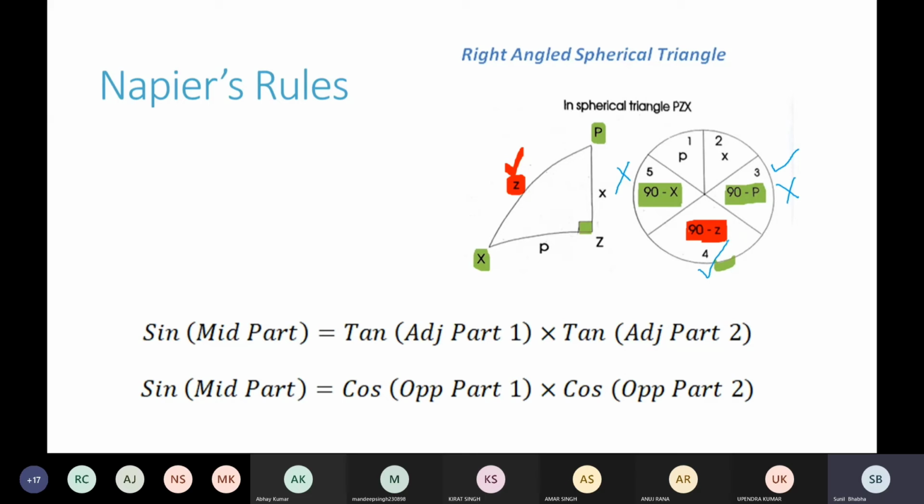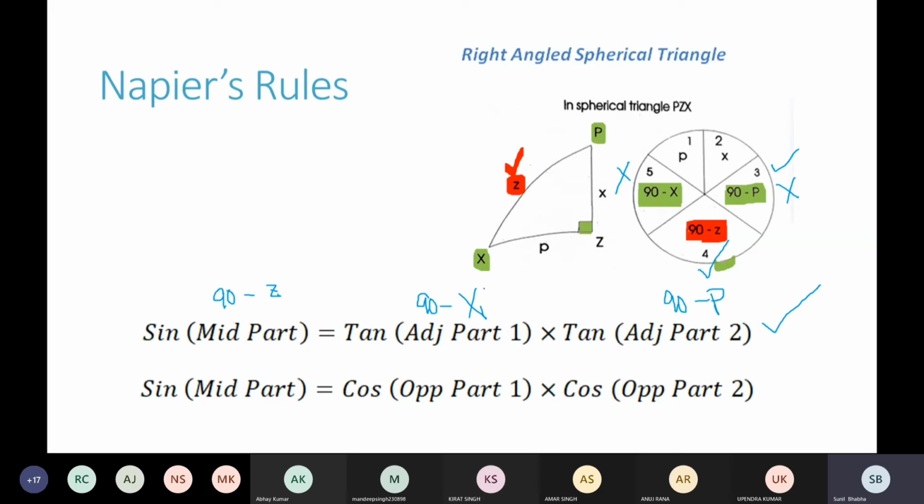So we take number 4 as our middle part and the remaining two are adjacent. So we will use the adjacent formula here. It says sine of middle part, that means sine of 90 minus small z, is equal to tangent of adjacent part 1. One part is 90 minus x and the second adjacent part is 90 minus p.